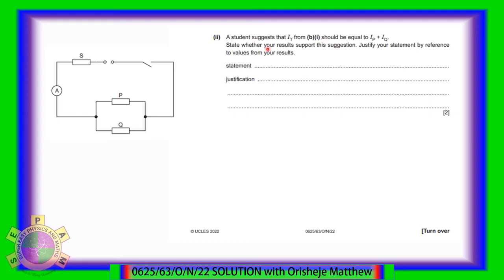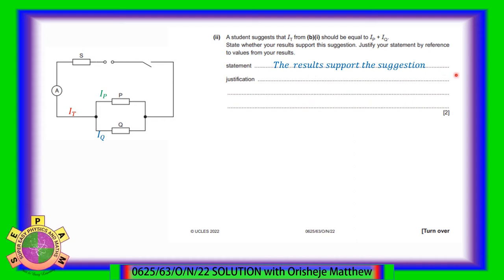Now a student suggests that the total current IT from B1 should be equal to IP plus IQ. So if you have this IT coming, the current coming divides into IP and IQ. If I add this current, the current leaving is equal to the current coming to this junction here. So from the statement, state whether the result supports this suggestion. Justify your answer with the values from your results.